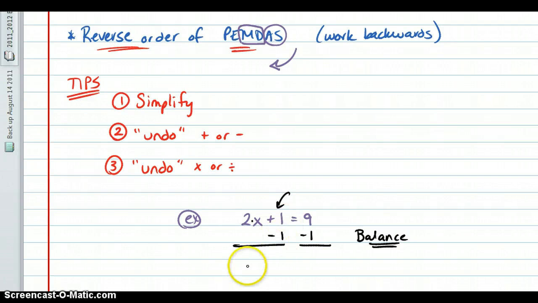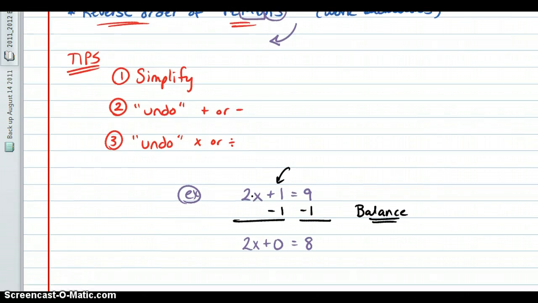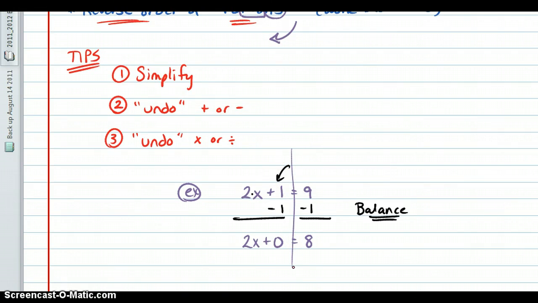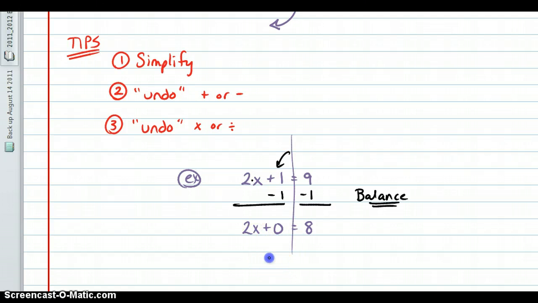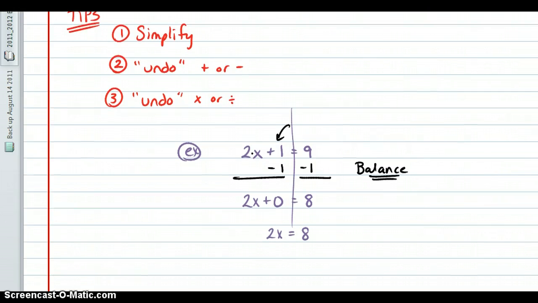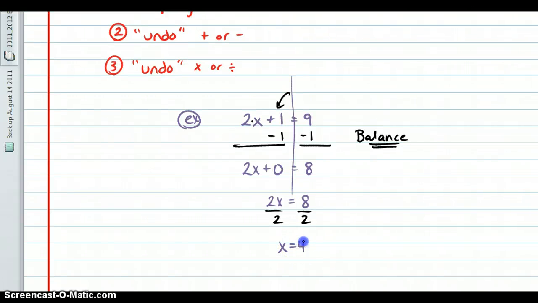1 minus 1 is 0, so I get 2x plus 0 equals 8. I am lining up my equal signs, so please note that here. I'm lining them up. Makes it easier to read. 2x plus 0 just gives us 2x. That's equal to 8. And now I can focus on the multiplication. To undo multiplication, we need to divide. I am going to go ahead and divide by 2, and we get our solution of x equaling 4.